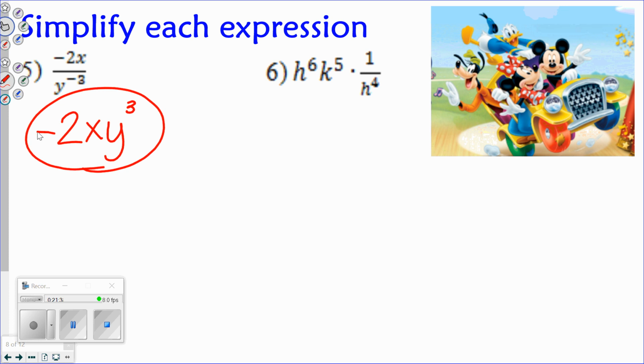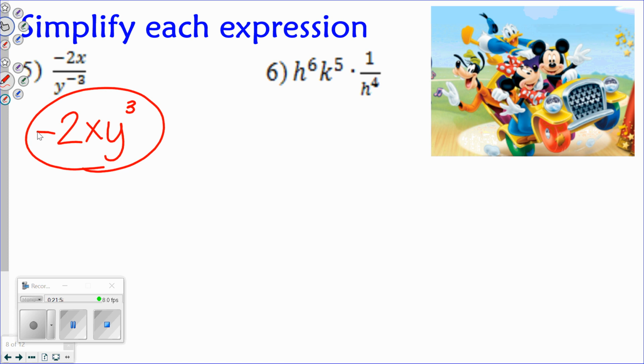You can if you want, but you don't have to. I'm that lazy mathematician. It's implied that it's over 1. If you put it over 1, will I count you wrong? No, I won't. It's just like if you prefer to see x to the first, that's okay. I'm just lazy. I don't want to write it. Okay? All right, how about number 6?